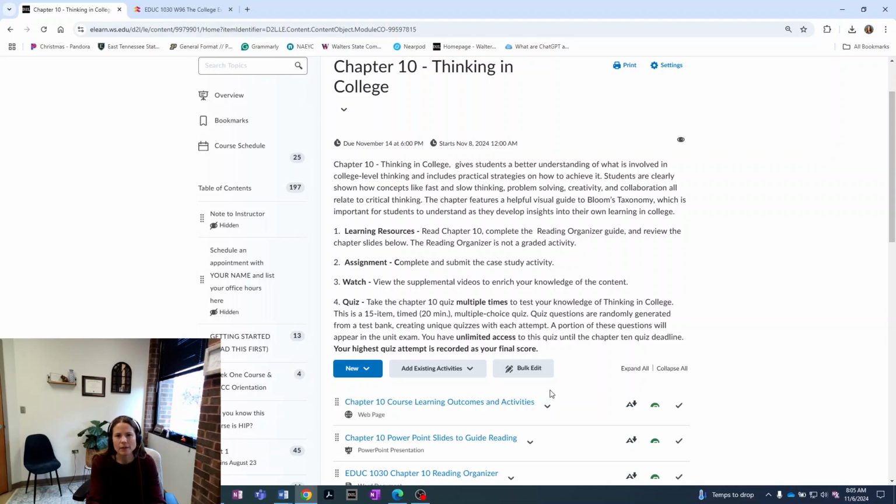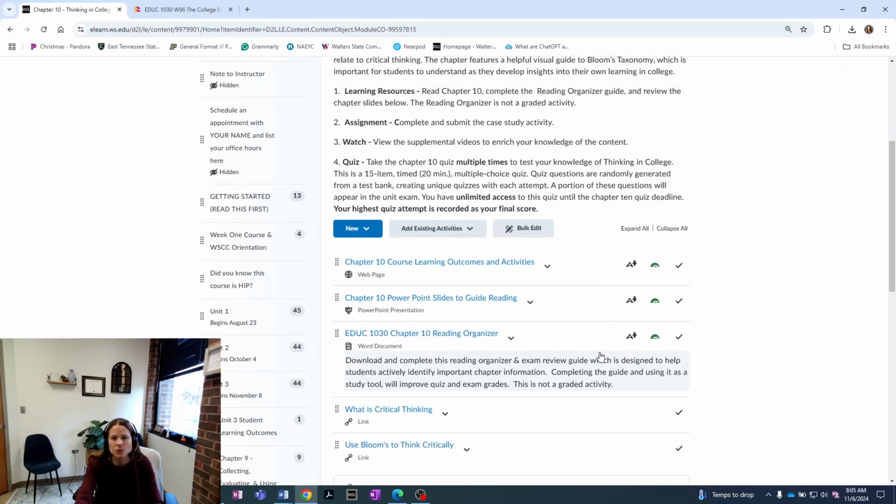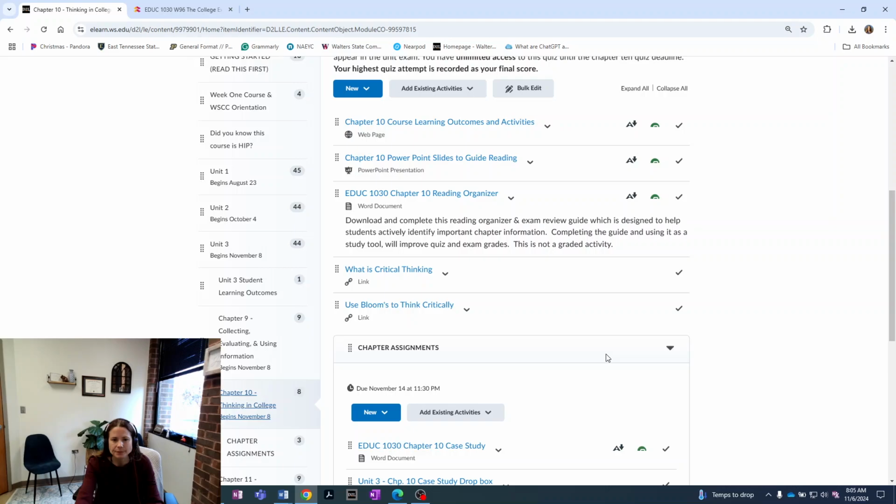Now, when we think critically, we think of Bloom's taxonomy, right? That's like a visual for you. Bloom's taxonomy is the levels of learning that you are involved in. And what that does is it allows you to be a problem solver, to think critically, to collaborate with others. What's slow thinking and fast thinking, right? Having a better and deeper understanding of the concepts, and including practical applications and strategies. So that's really going to be the focus of Chapter 10.